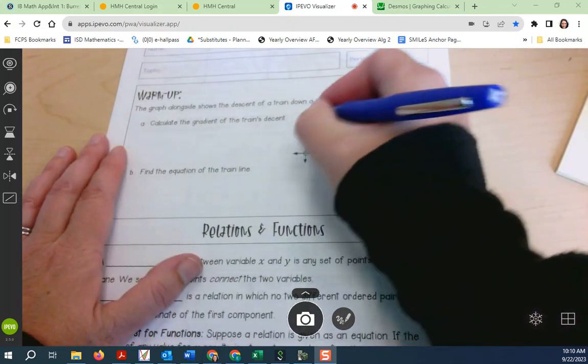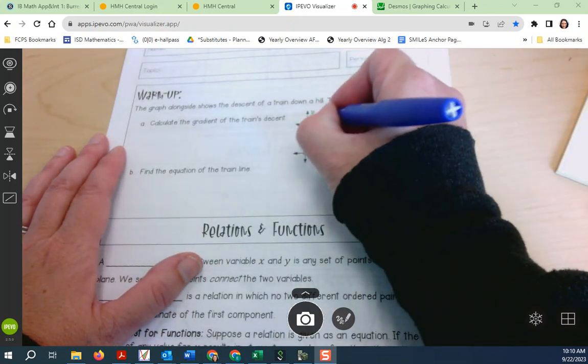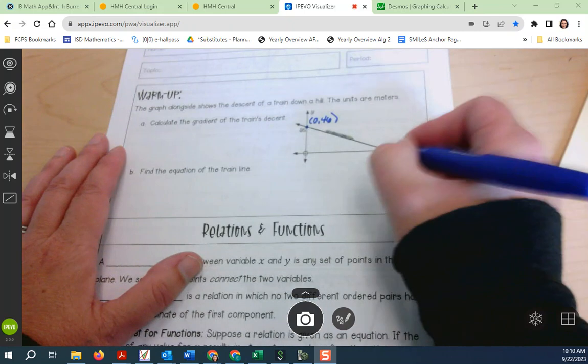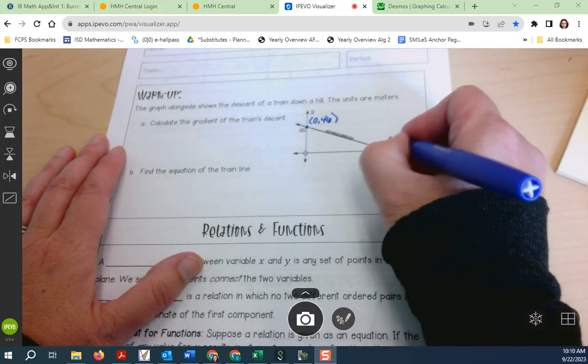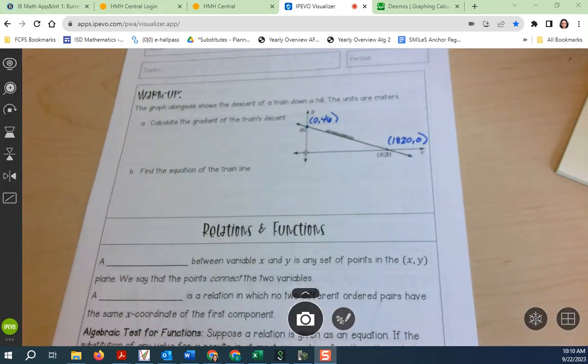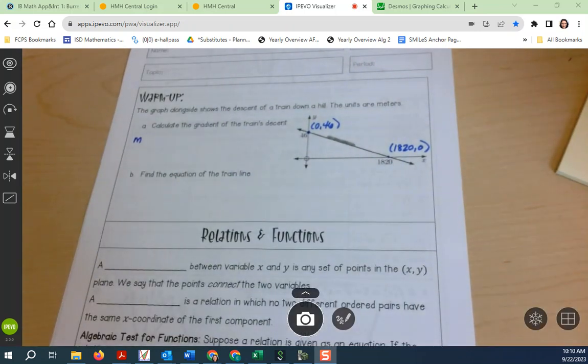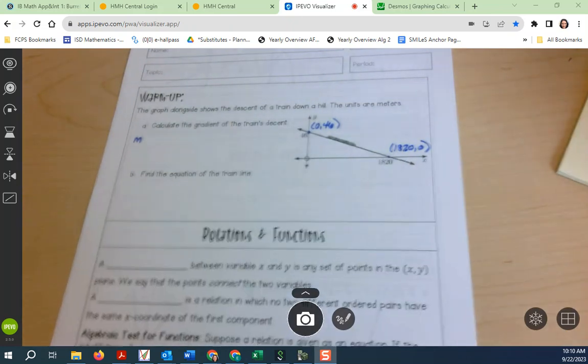To do it in a more mathematical way, you can also name the points here. So that point there is (0, 46), and this point here is (1,820, 0). And then you can use your slope formula. Rise over run is fine for testing as long as you show your method. So don't just write it down, you have to show your method.